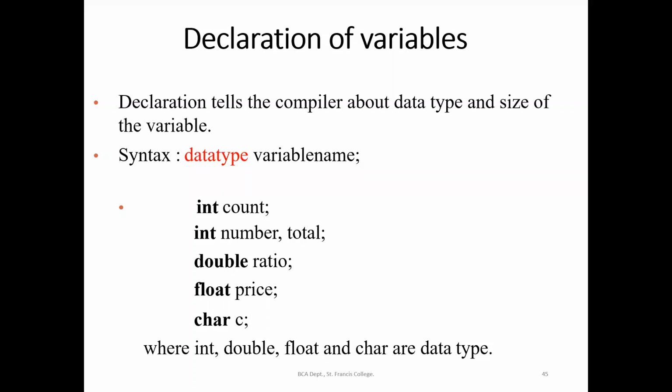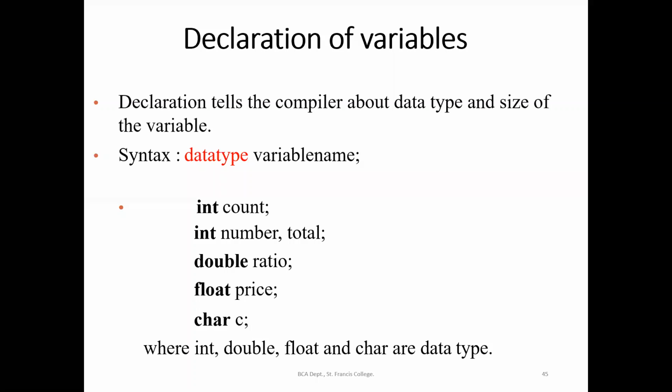We studied what variables or identifiers, the variable names, are. We studied what a constant is, what a data type is, and the different types of data types. Now, using these two, we are going to declare a variable.